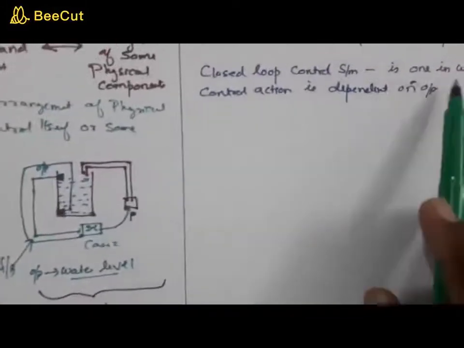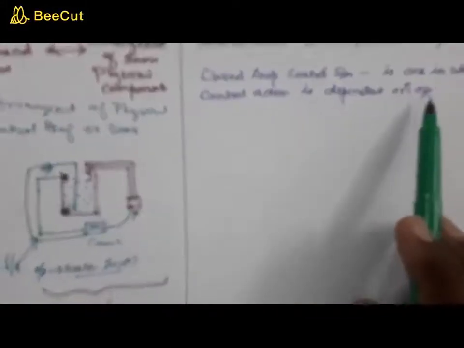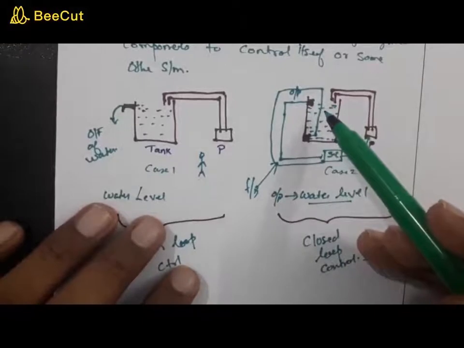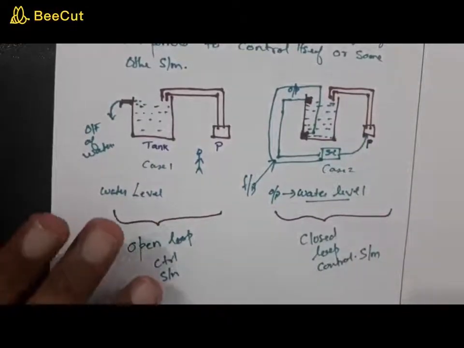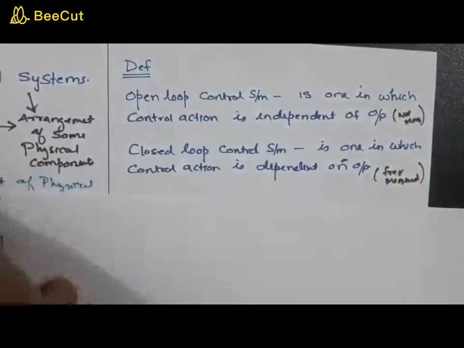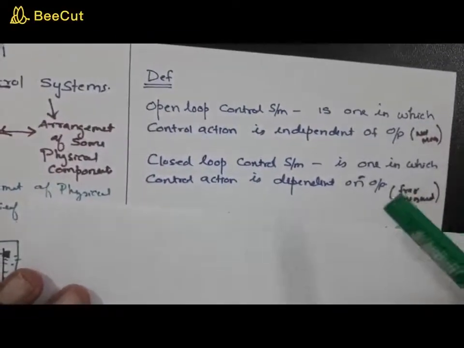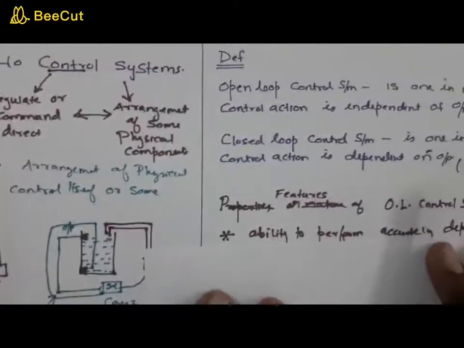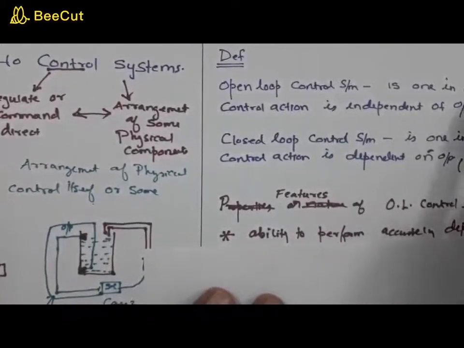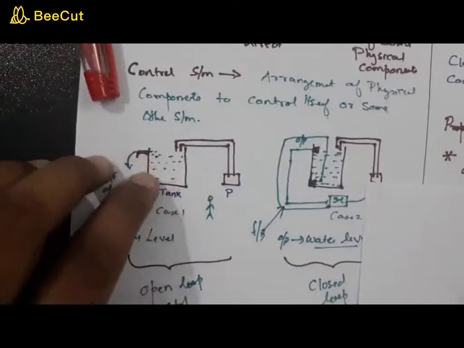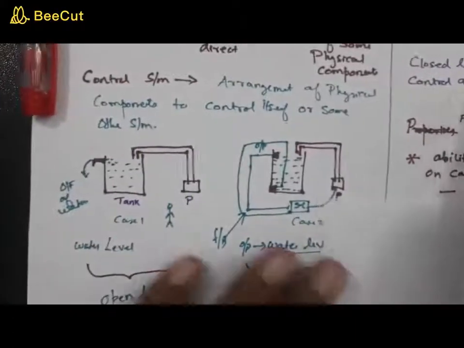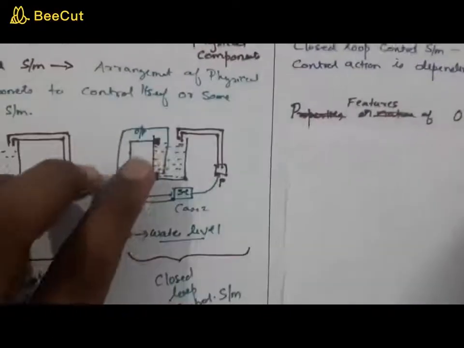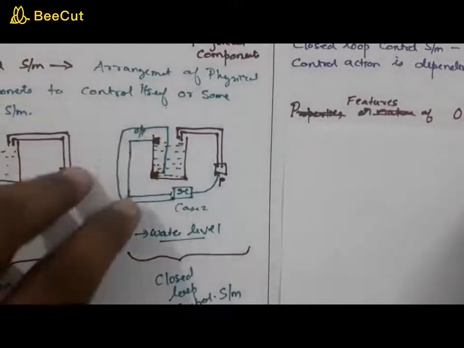Now, in the closed loop control system, the control action is dependent on the output. Whether to switch on or switch off depends on what? Depends on the level. So that's the difference. Hope you understood the definition of open loop and closed loop control system. From this example, it's very clear that in an open loop control system you are not measuring the output, as in the first case you are not measuring the water level, while in the closed loop system the output is frequently, periodically measured.